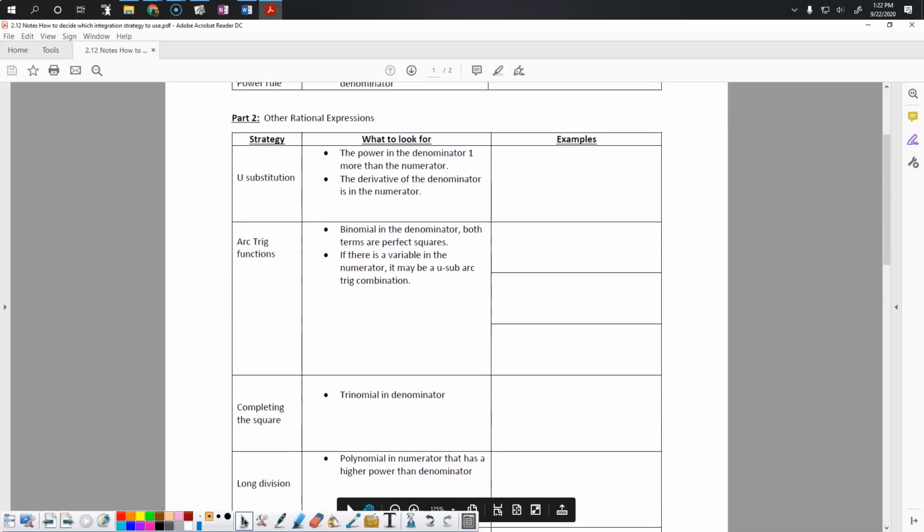All right. So first of all, how do you know if you need to do U-substitution or not? Well, you're going to use U-substitution when the power in the denominator is 1 more than the numerator. Okay? Or another way of thinking about it, which is just the flip side, it's really just another way of saying the same thing, if the derivative of the denominator is in the numerator. So, for instance, suppose I gave you guys this.